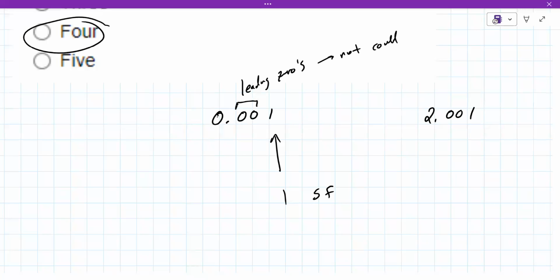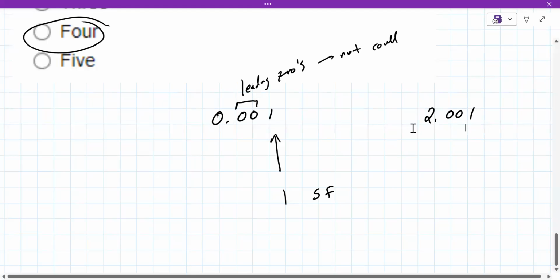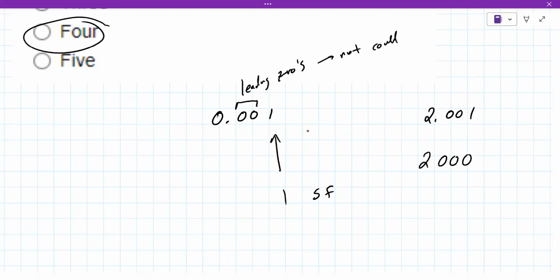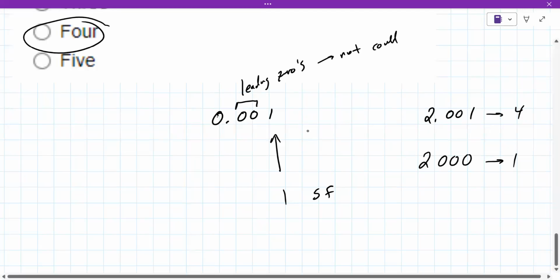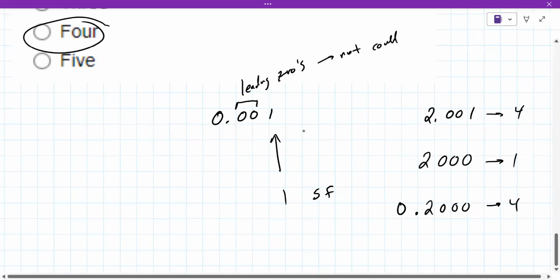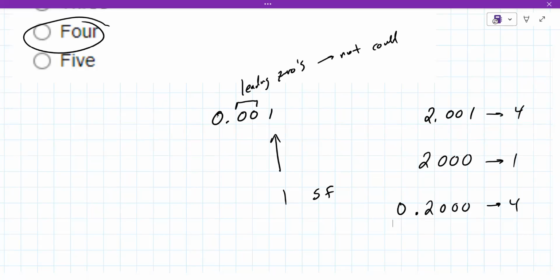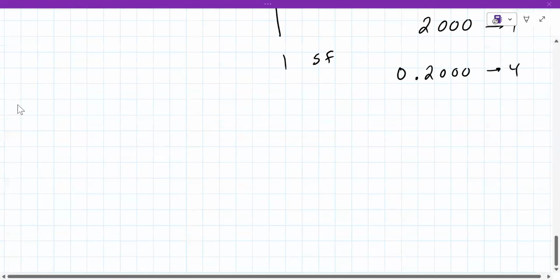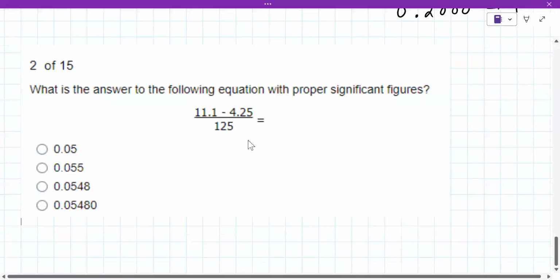2.001? The in-between ones are always counted. You're only concerned if they're in front or all in the back. Like 2000 has 4, this has 1, and 0.2000 is 4. So it really depends whether they come before or after the decimal. We're going to do more work with this in some of these problems, so you'll be okay.